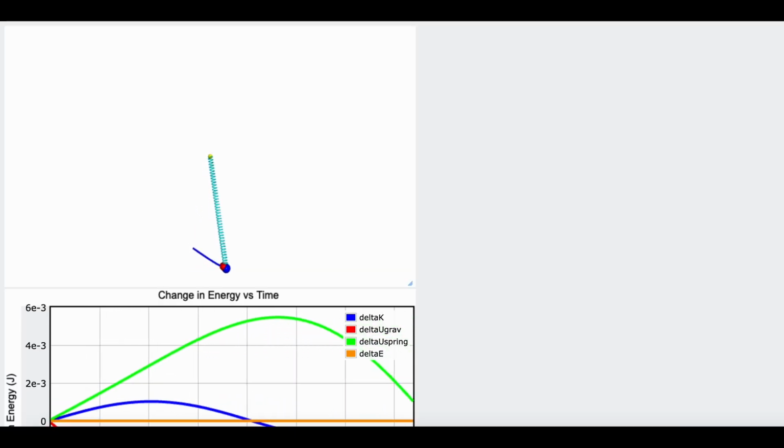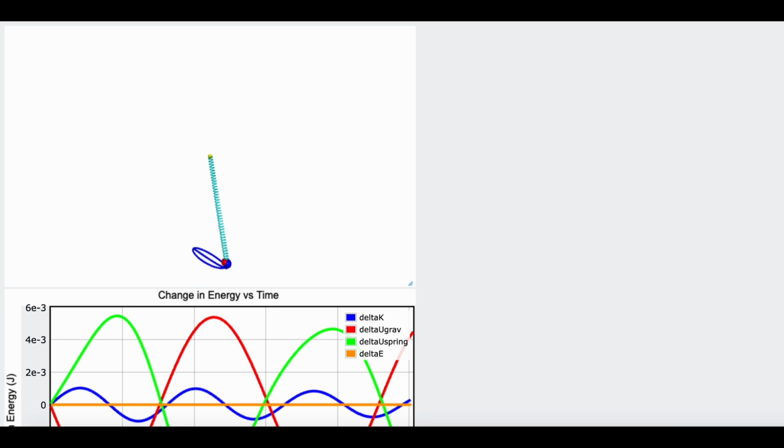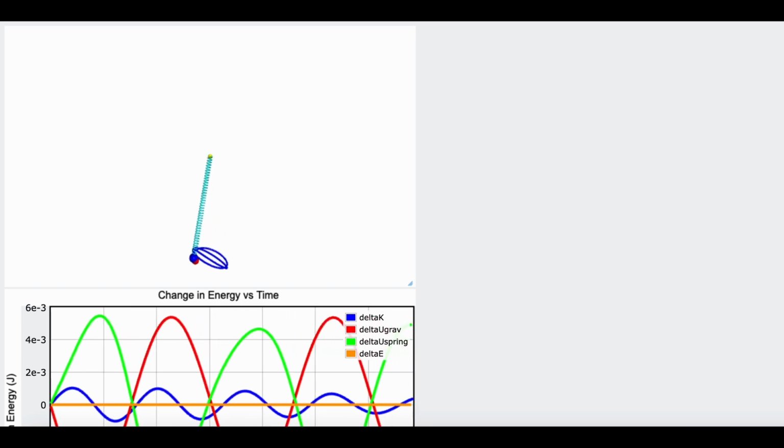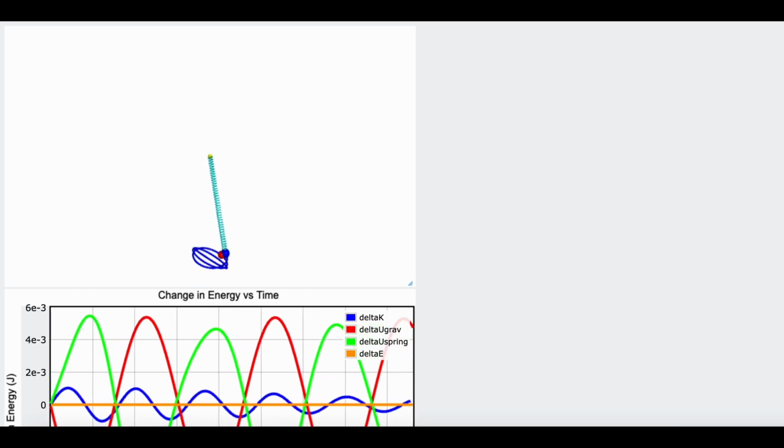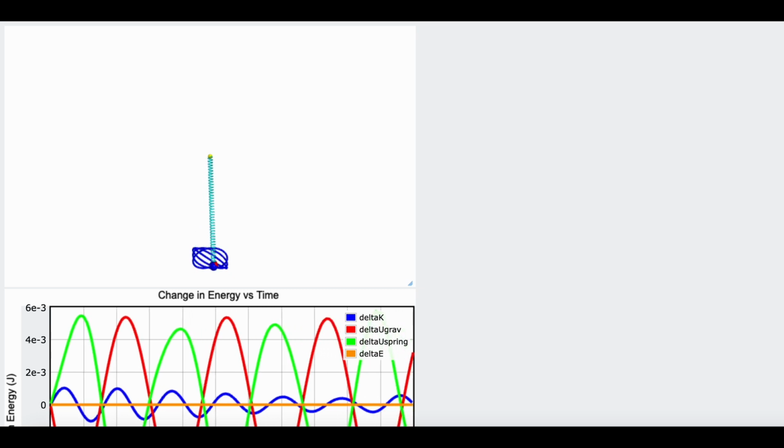By running the code, it displays the motion of an object attached to a spring. It oscillates up and down as well as left and right. The code also presents a graph that displays the values for different types of energy throughout the simulation. These values, like the motion of the object, oscillate as well.